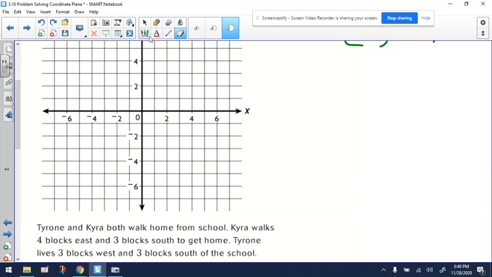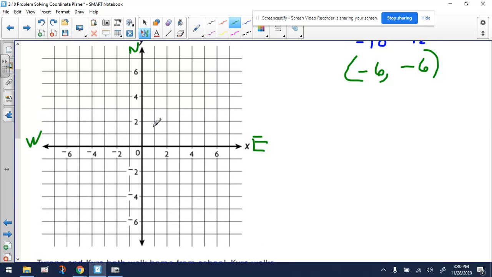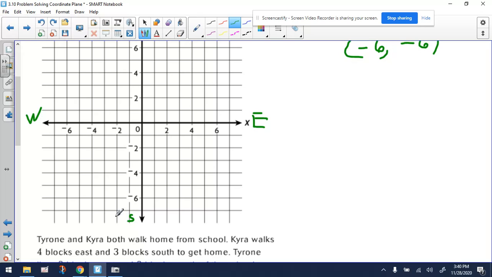All right, if we go back and reread everything, if Kyra's walking, let's say this is where we're starting from. She's walking 4 blocks east. Remember, this is west, this is east, this would be north, and this would be south on the coordinate plane. So if we're going to go 4 blocks to the east, that means we're going this way: 1, 2, 3, 4 to the east, and then we're going 3 blocks south. So that's 1, 2, 3 blocks south.